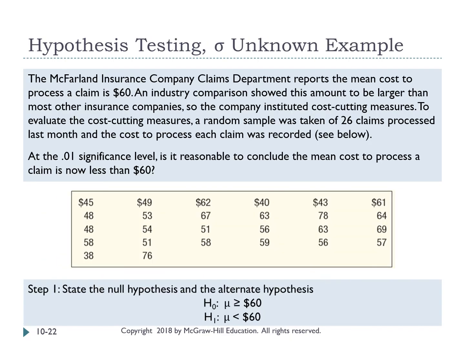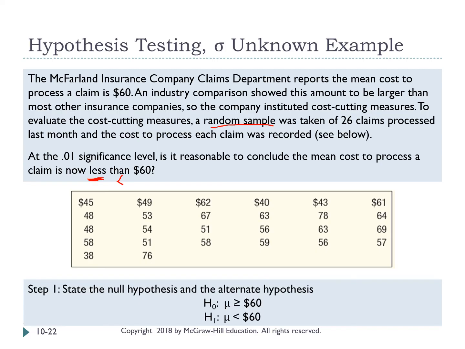So let's look at an example of hypothesis testing when your sigma, or population standard deviation, is not given. There are so many things here, so I will just go straight to the question. To evaluate the cost-cutting measure, a random sample was taken of 26 claims. So we are talking about a sample, isn't it? When we talk about a sample, there is no way for you to know the population standard deviation. Because of that, you have to use T statistics. The next one: at the 0.01 significance level, is it reasonable to conclude that the mean cost to process a claim is now less than $60? In this case, the word less refers to a one tail test, or we can say that it looks at the left side of your diagram.